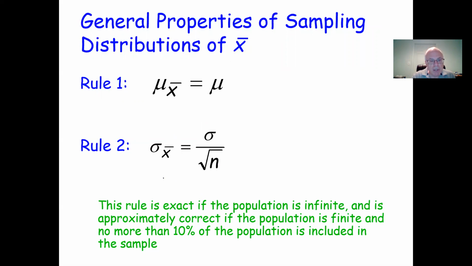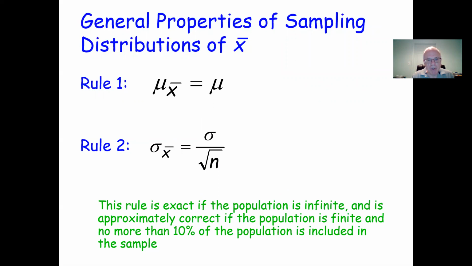It says this formula is exact if the population is infinite. Well, I don't know about you, but I don't know many populations that are infinite size. There's usually a finite limit to the population. So this formula is approximately correct if the population is finite, that means there's a limited number of people or things in the population. And this is important here: and no more than 10% of the population is included in the sample.